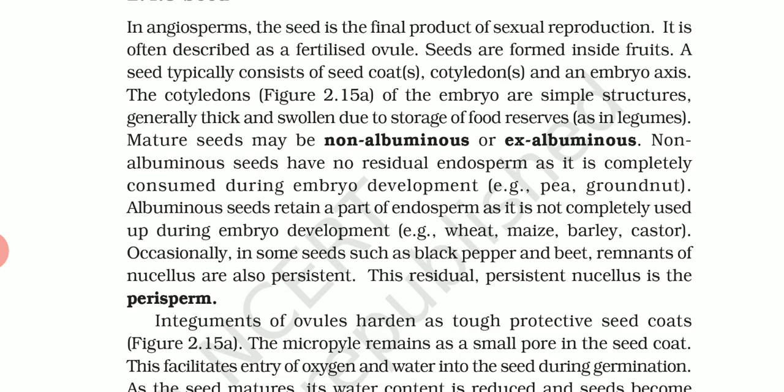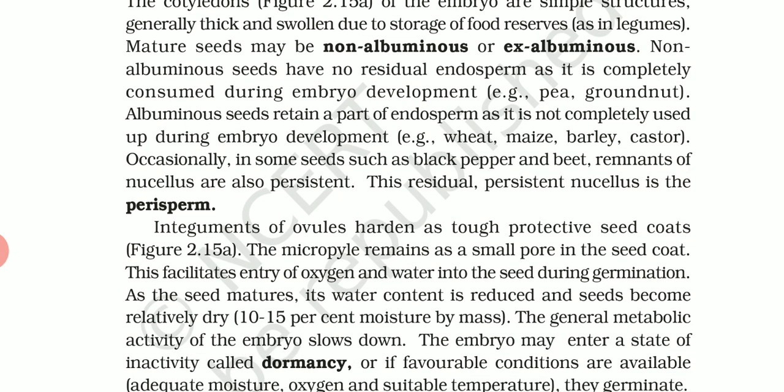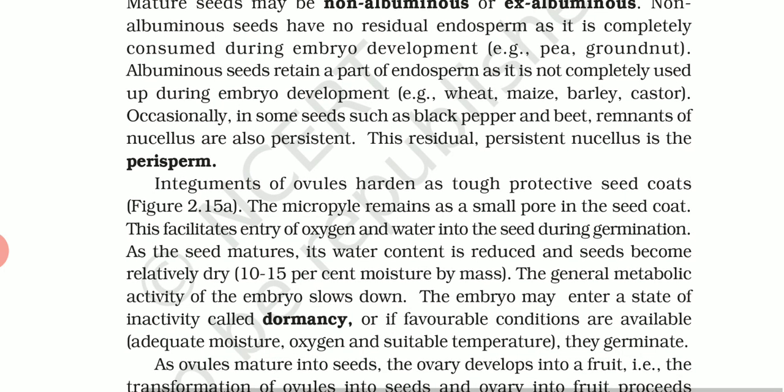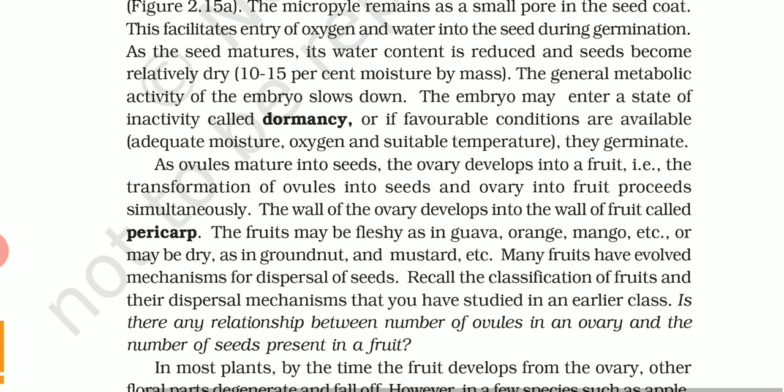Also, in some seeds, for example in the case of pepper, there will be a residual persistent nucellus. In some seeds, like black pepper and also beet, the remnants of the nucellus persist. What is the nucellus? The tissue inside the megasporangium, the ovule. We have already learned about it. So that will be remaining, and because it persists, it is called perisperm. So the perisperm is a very important feature of these seeds.